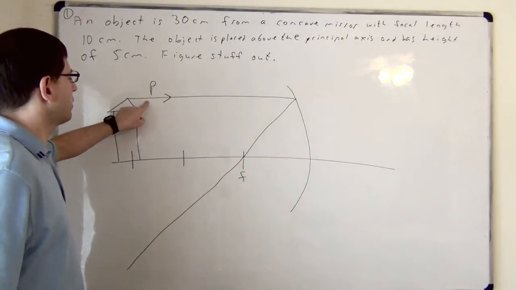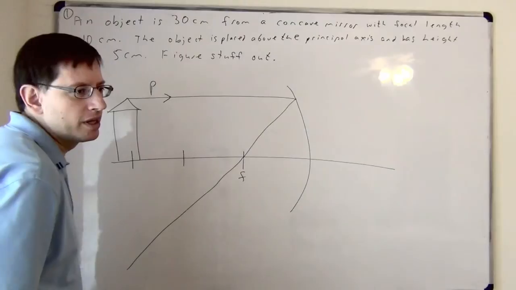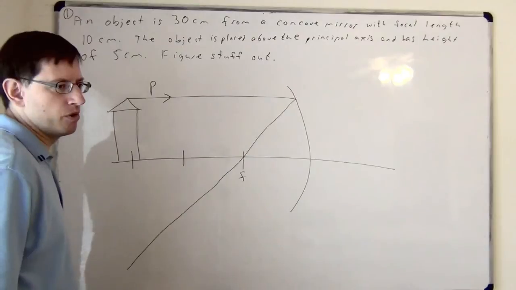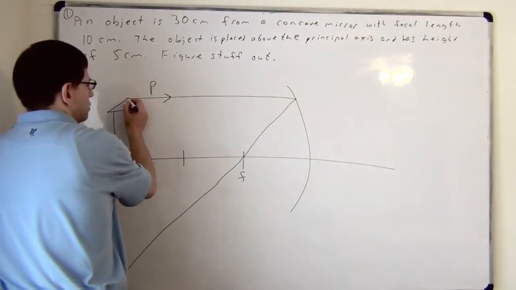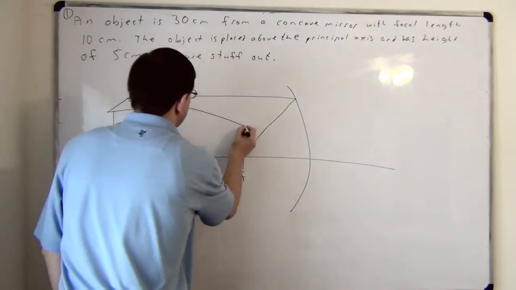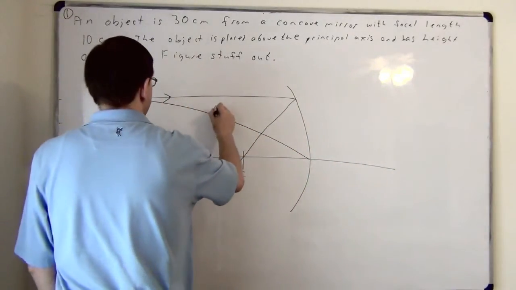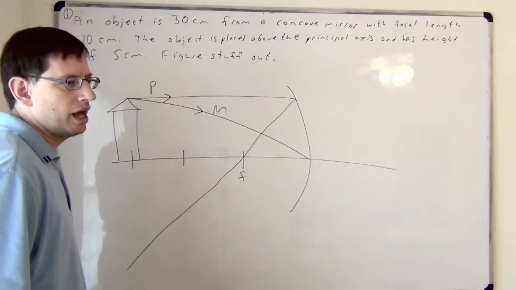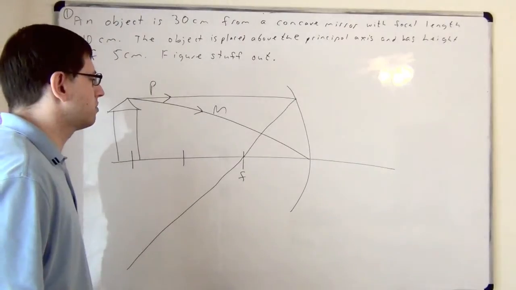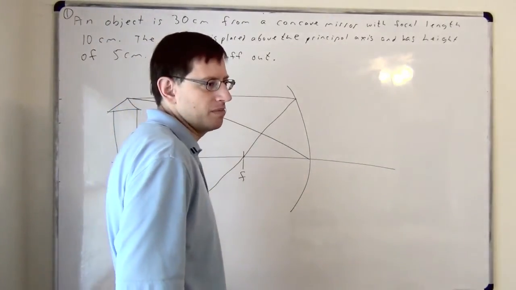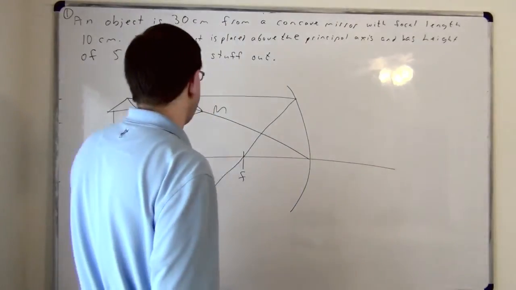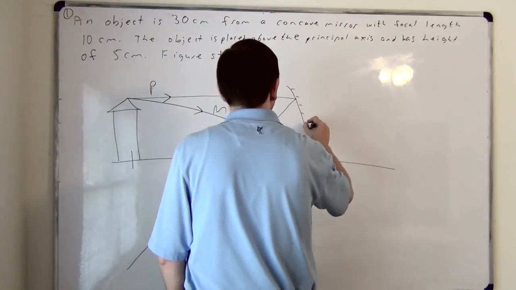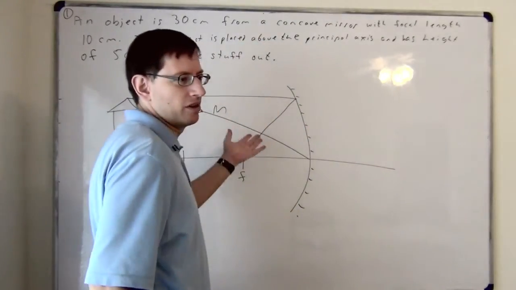Okay, so that's one ray. So you knew the incoming ray, but you need to know that the outgoing P ray is through the focal point. Now, the next ray is what's called the M ray. The incoming M ray goes to the middle of the mirror. M for middle. How do you draw the outgoing M ray? Well, that should be going out at the same angle it came in.